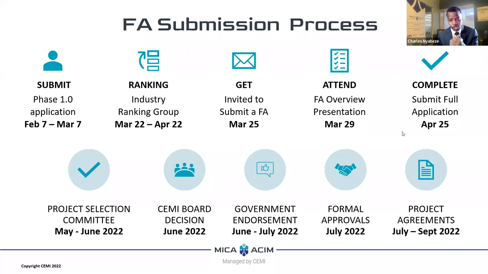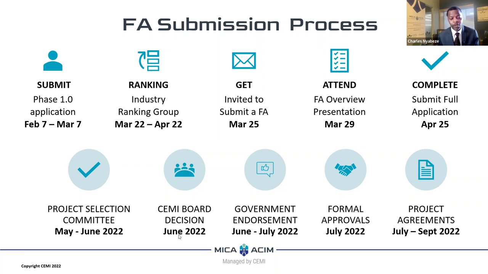And again, this agency really came from you. We know you're excited to get your projects out and to get them funded, and so we would like to get the process going as quickly as possible. What will happen is between May and June, we are going to have a project selection committee, which will look at your full applications together with the rankings from the industry ranking group. And they'll be able to then make a recommendation to the board on what projects to fund.